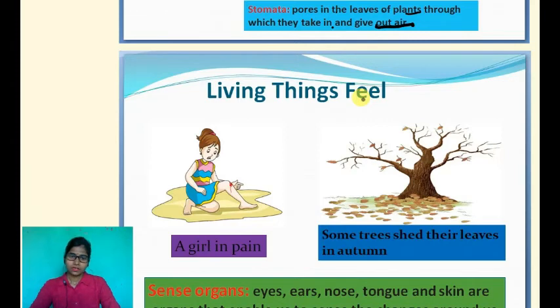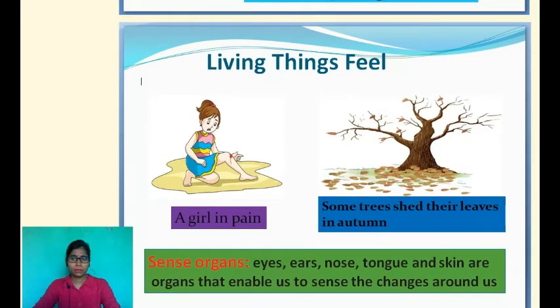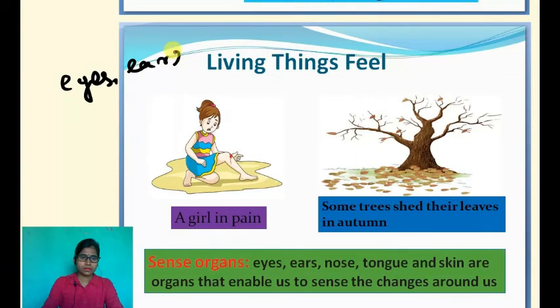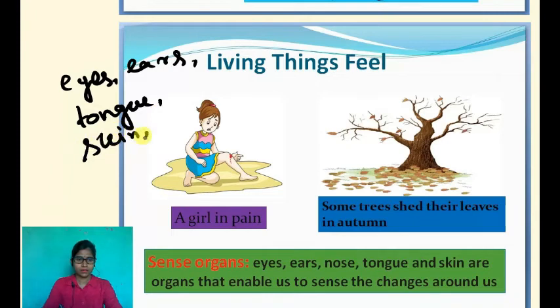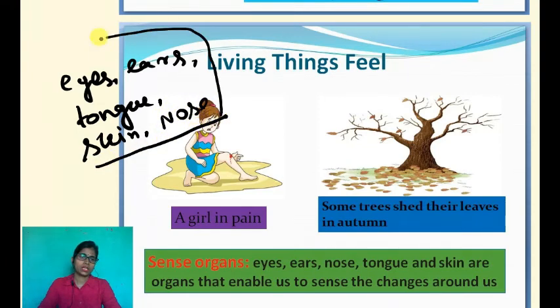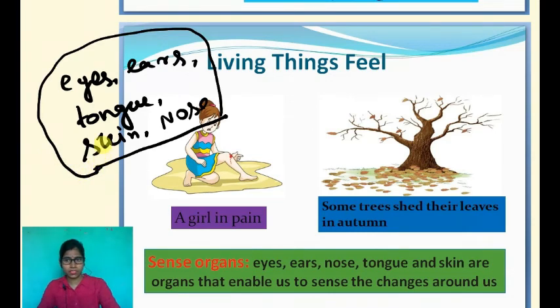Our next characteristic is that living things feel. How do living things feel? When you get hurt, you feel pain. When something is cooking in the kitchen, you can smell. Eyes, ears, tongue, skin and nose. These are what? Sense organs in our body. Through these sense organs, we can sense everything happening in our surroundings.